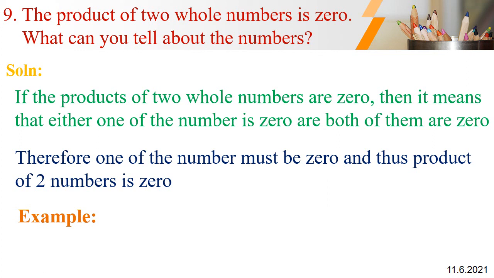So let's see the example. 0 into 42 equal to 0 and 56 into 0 equal to 0, or otherwise 0 into 0 equal to 0.